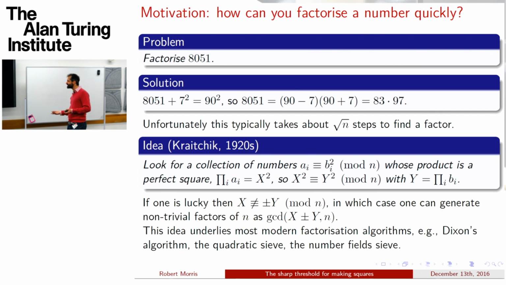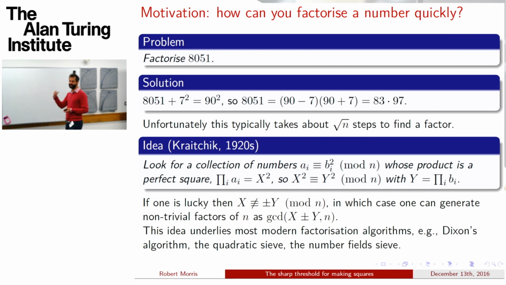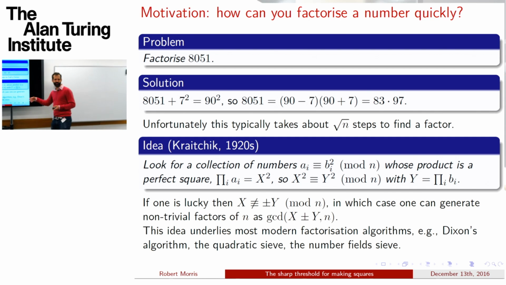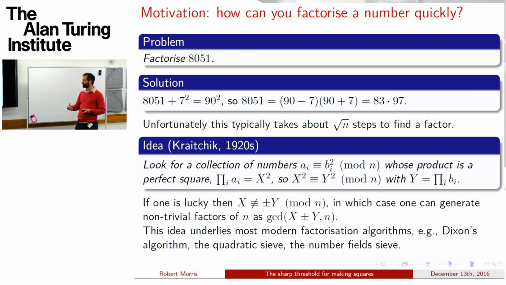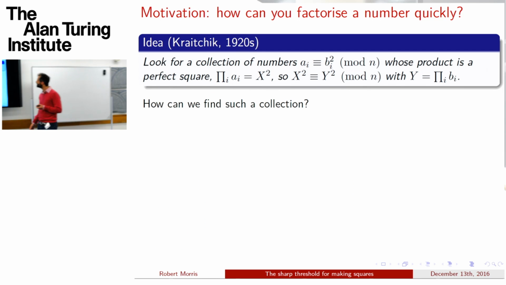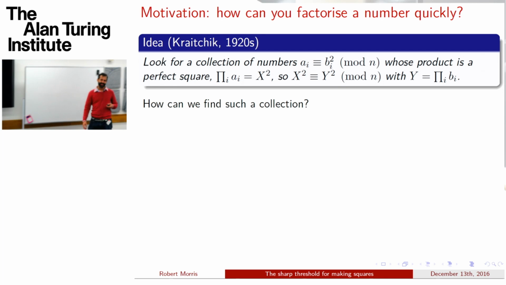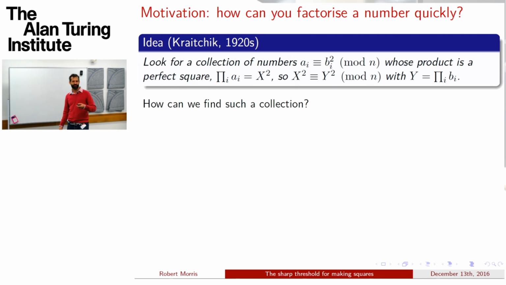And in practice, this is how people factorize numbers. So this very simple idea, and in some sense non-rigorous, is actually the basic idea that underlies modern factorization algorithms, including things like the number field sieve. Okay, so that's just some motivation. So it's interesting to try and find a collection of numbers whose product is a square.